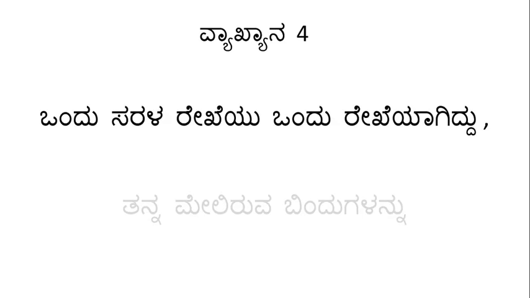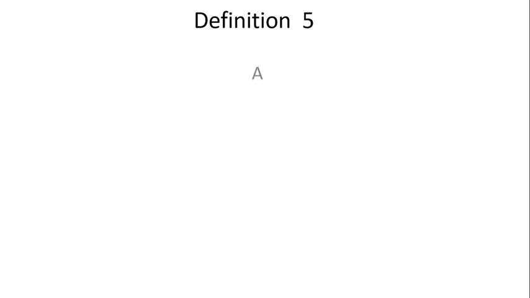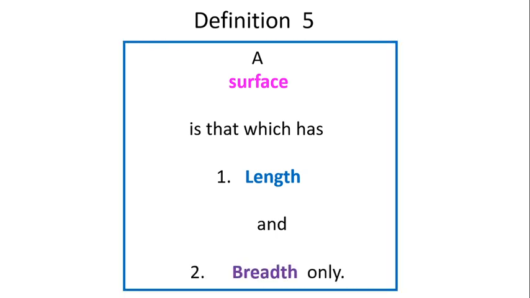Okay, now the same thing you are seeing in Kannada also. Okay, now let's go to definition 5, which is about a surface. So now he says a surface is that which has only 2 dimensions. One is the length and another is breadth. Okay, a surface is that which has only 2 dimensions, that is length and breadth.